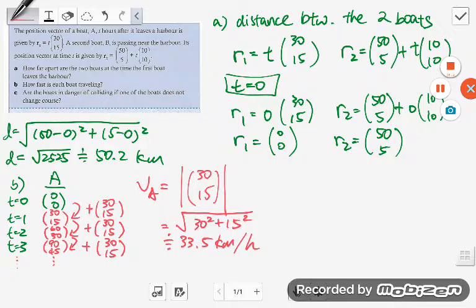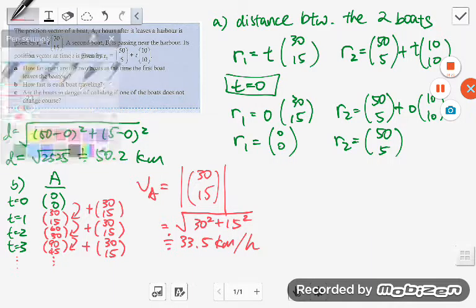Okay, I hope you got that, because we can see that every time we increase time by 1 hour, there's a constant increment of 30, 15, 30, 15, 30, 15, which means that is how fast boat A is moving. Okay, that's for boat A. What about boat B? Let me use a different color.